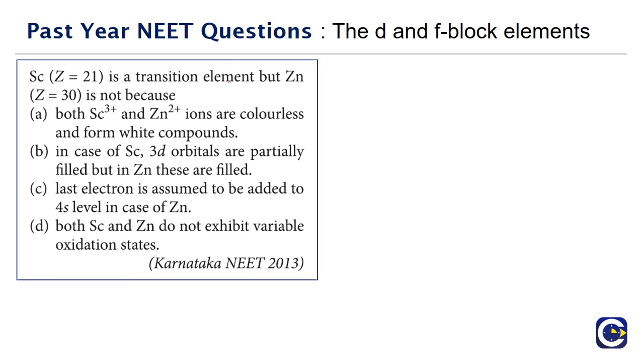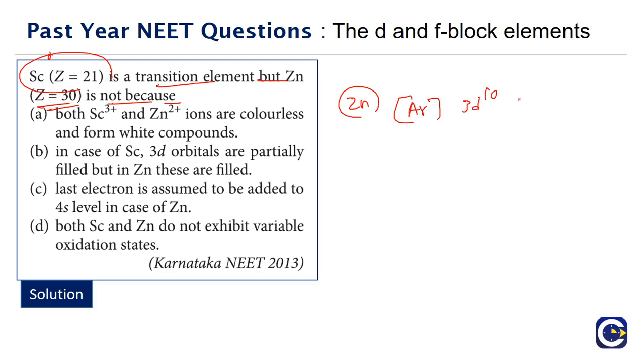Next we have a question that has come in the Karnataka paper 2013. Scandium with atomic number 21 is a transition element, but zinc atomic number 30 is not. If you look at the previous discussion, what will be the arrangement of zinc? The arrangement of zinc will be argon 3d10 4s2. Scandium is what? Argon 3d1 4s2. So scandium is the first element of the 3d series.